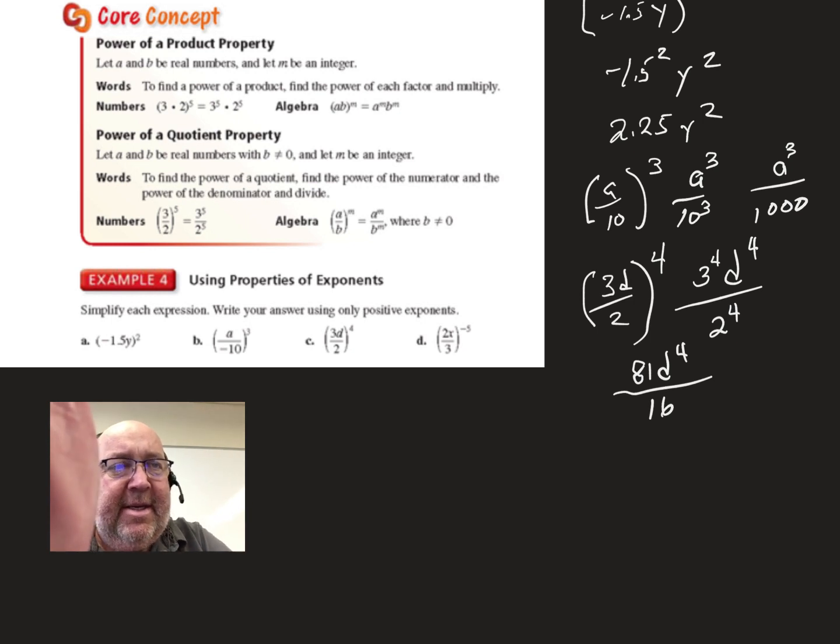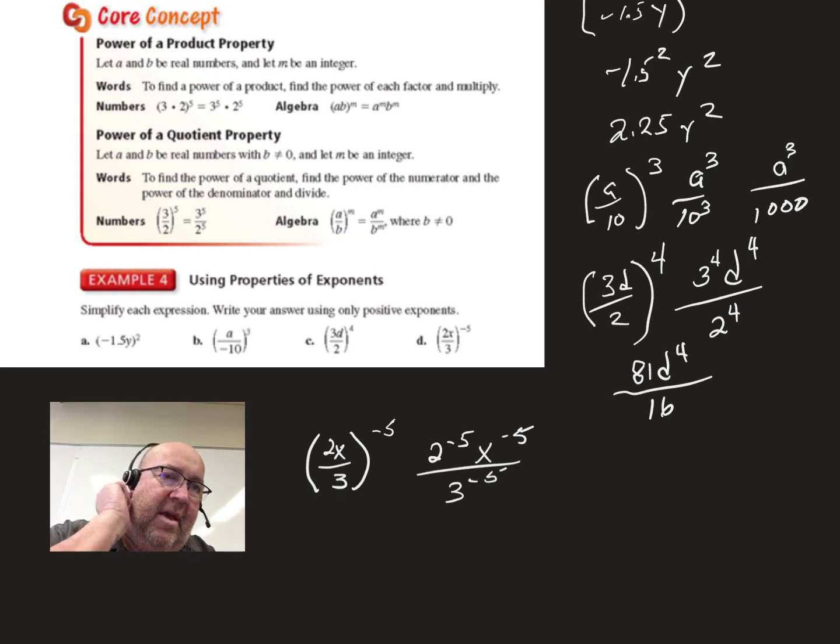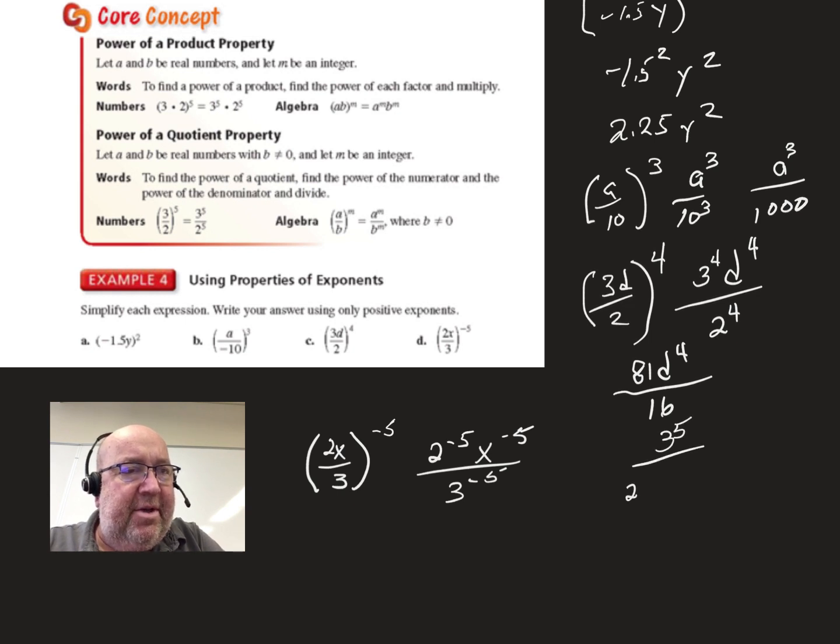Finally, our last one, we have in parentheses 2x over 3. That's to the negative 5 power. So that means we're going to have 2 to the negative 5 power, x to the negative 5 power, and 3 to the negative 5 power. So we're going to do a reciprocal, make everything positive, and do some math as well. I'm going to make everything positive first, so I'm going to go 3 to the 5th power over 2 to the 5th power, x to the 5th power.